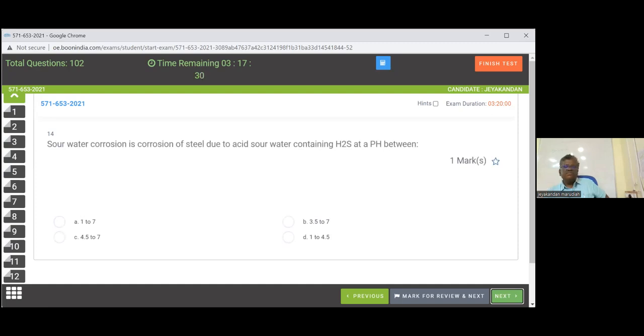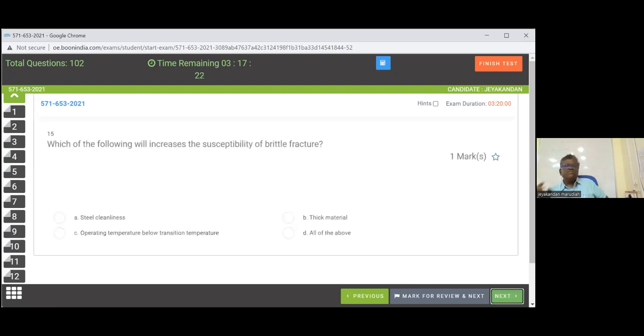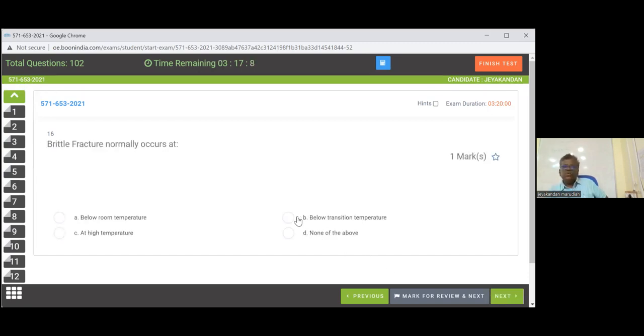Soil water corrosion is corrosion of steel due to acid soil water, and it is insidious at pH 4.5 to 7. So the following will increase the susceptibility of steel to brittle fracture: thickened material, operating temperature below transition, and steel cleanness all will affect brittle fracture. Fracture normally occurs below the transition temperature.